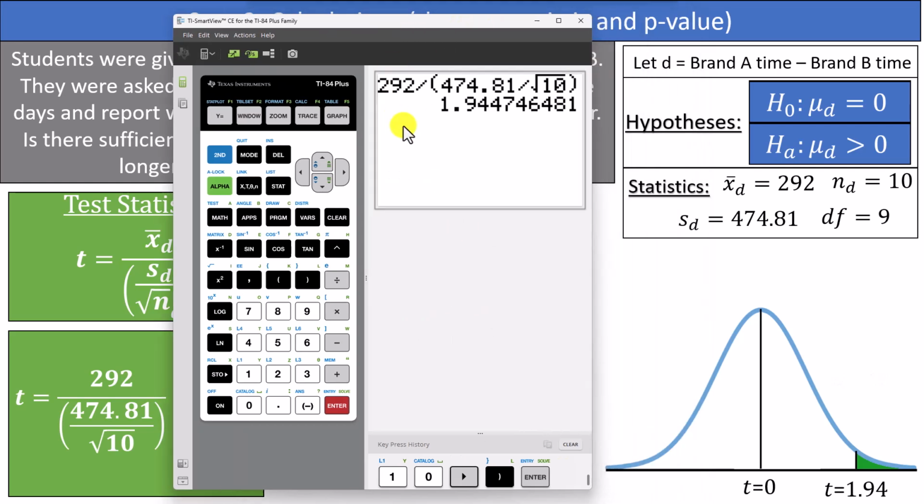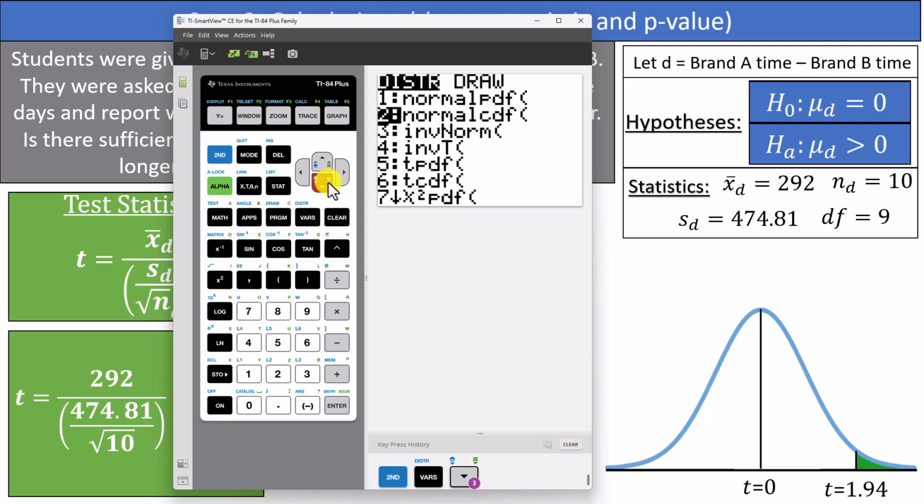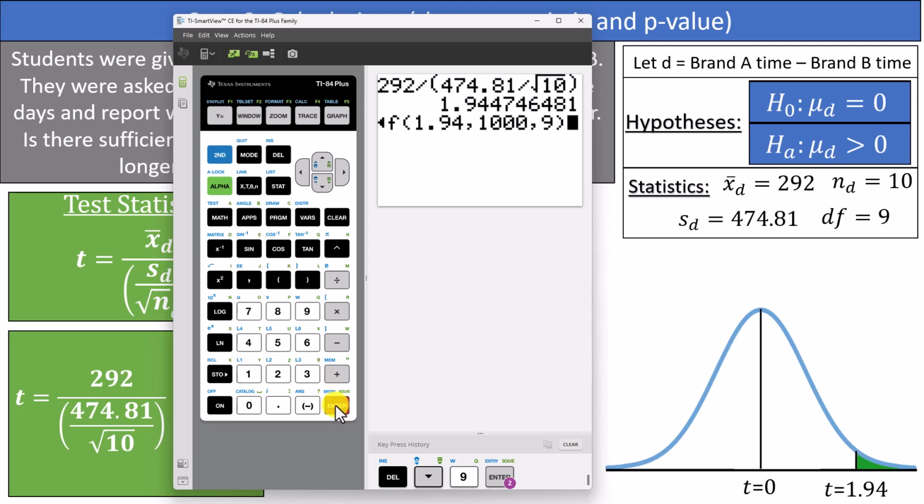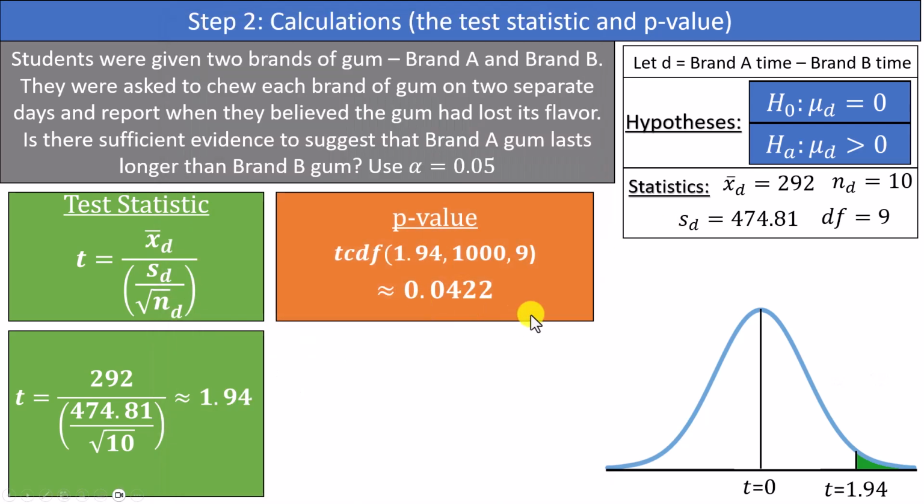So we could go in here and press second distribution. And then we could go down to the tcdf option, which is option 6. We could put the lower bound of 1.94 and then the upper bound of 1,000, or 10,000, it doesn't really matter. And then we can do the degrees of freedom, which are 1 smaller than our sample size. It's going to be 9. If we do that, we see the p-value is about 0.0422, which is exactly what I have right here.